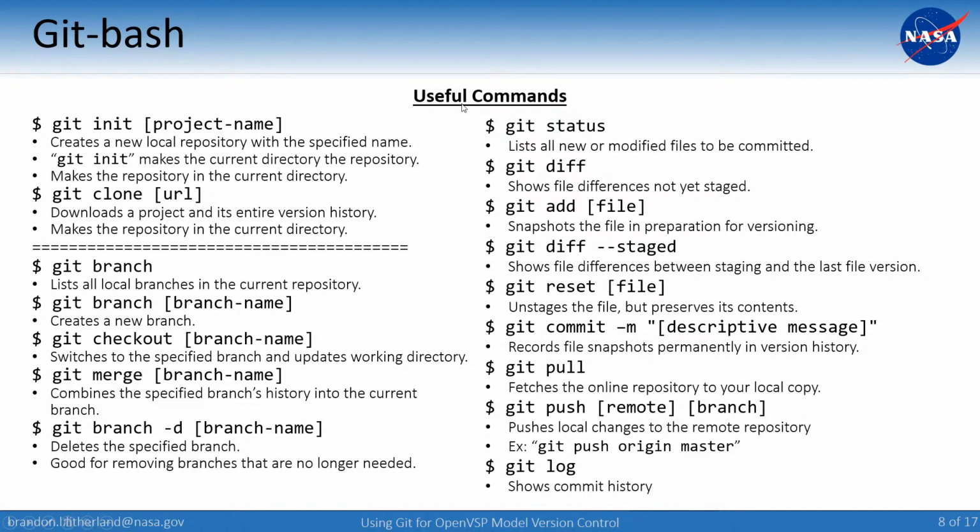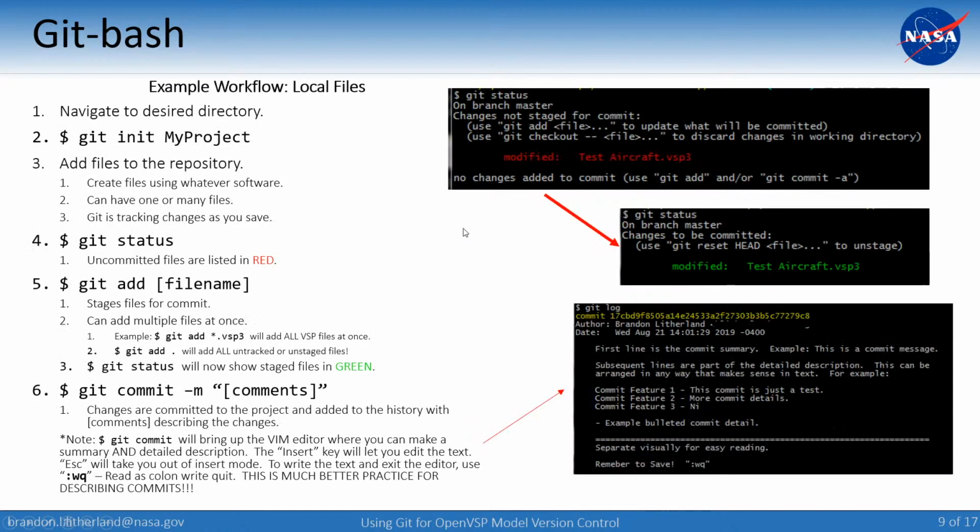So some useful commands in Git-bash are all listed here. This stuff has more to do with initiating a repository or cloning a repository. Most of this stuff down here is how to interact with the repository. So to branch or to check out, to pull or push. And if you do log, that just shows the commit history and it tells you what happened and when. You do git commit with a descriptive message, and that's going to actually execute the commit. And we're going to go through how to use this stuff here in just a second.